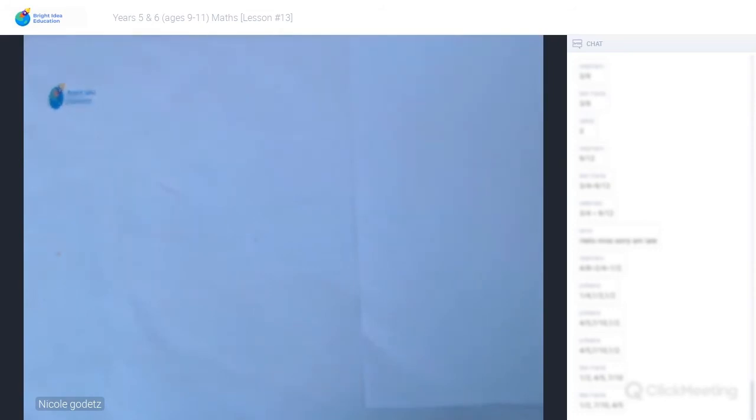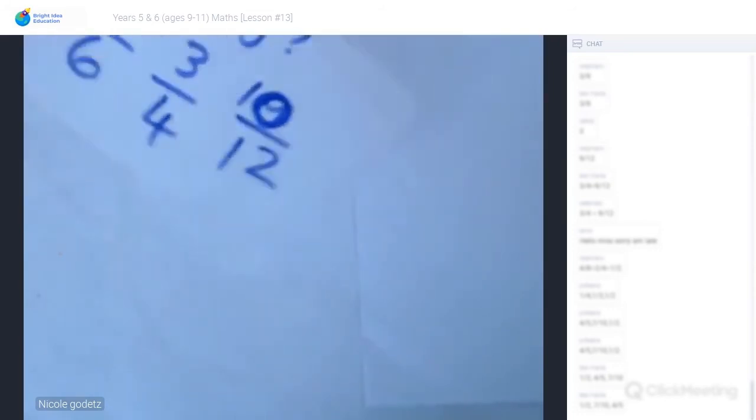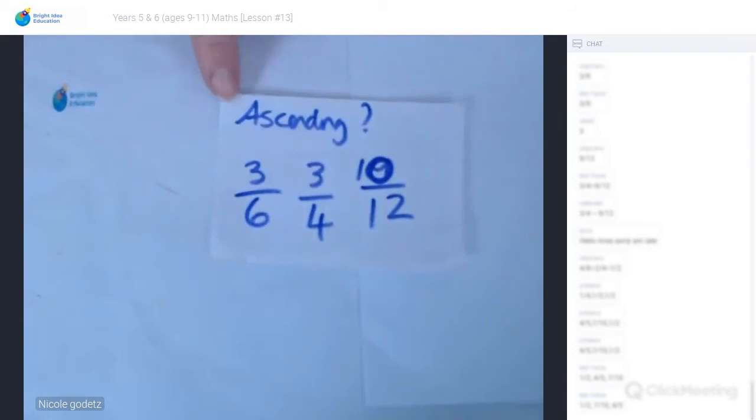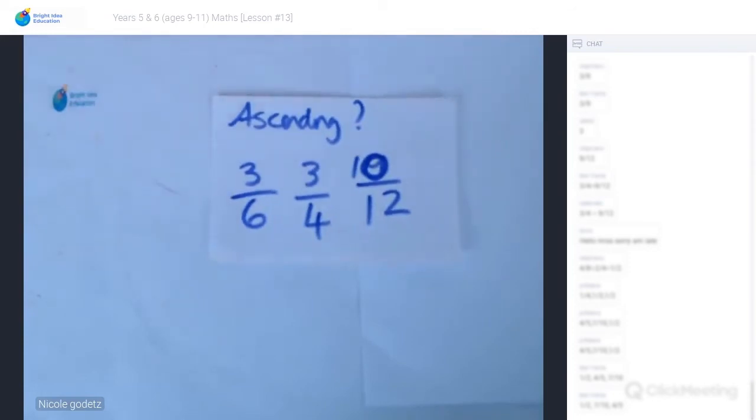Let's have a look at one more. We're going to go ascending this time. So we're saving the best until last. So the worst bit of pie first, then the next bit of pie, and the best bit is at the end.